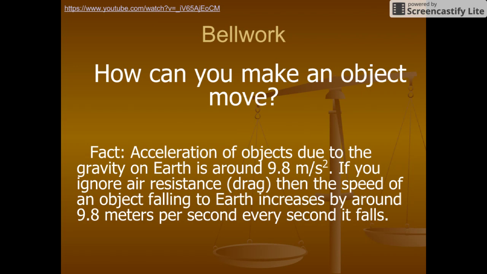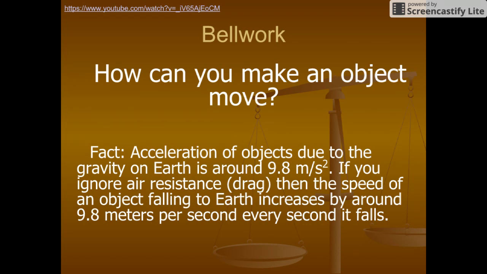Now, our fact for today is that acceleration of objects due to gravity, that force that pulls us onto the Earth, it's around 9.8 meters per second squared. So if we were to ignore air resistance, or what we call drag, then the speed of any object falling to the Earth will increase by around 9.8 meters per second for every second it falls. So the longer an object is falling, the faster it will be traveling.